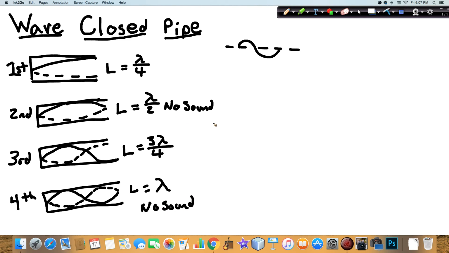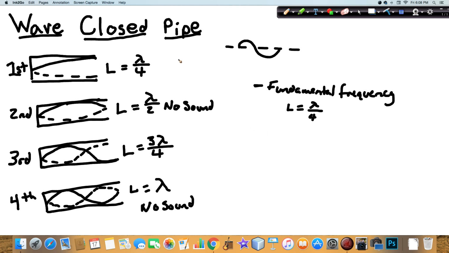All right. So a couple little things to know. We'll write these facts over here. The fundamental frequency, or the first harmonic, is only a quarter of a wave. So the length of the pipe can only hold a quarter of a wave. All right, so that's the fundamental frequency.